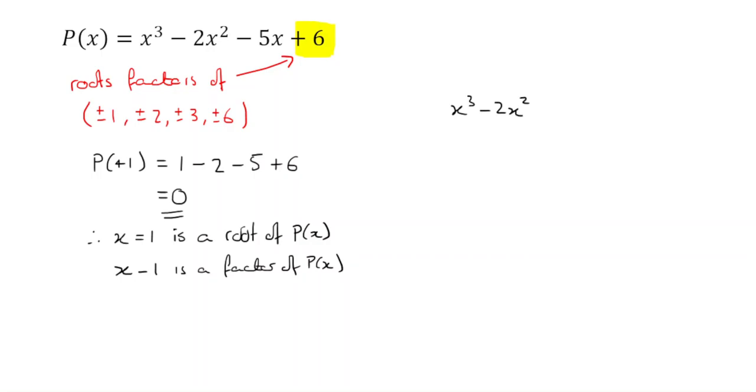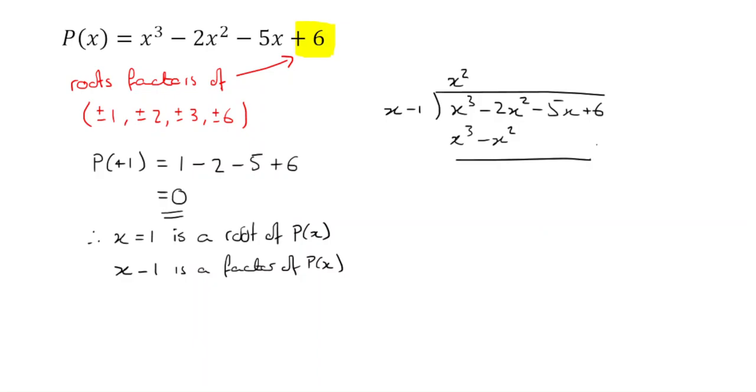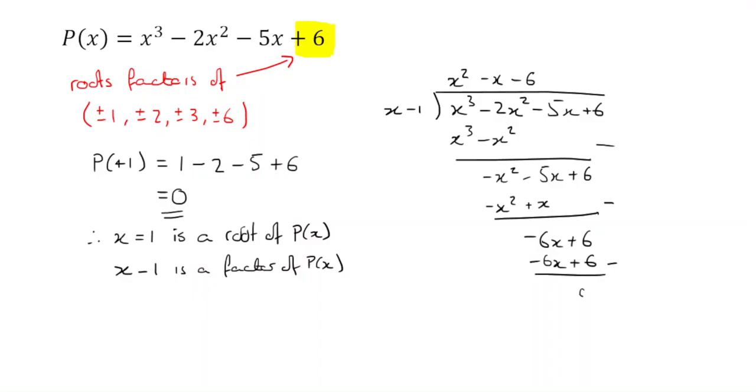So we're going to divide the polynomial x cubed minus 2x squared minus 5x plus 6 through by x minus 1. So we do this, do it quickly. So x squared, x cubed minus x squared, subtract off: minus x squared minus 5x plus 6 gives us minus x squared plus x, subtract off: minus 6x plus 6, and therefore minus 6x plus 6 goes to 0.